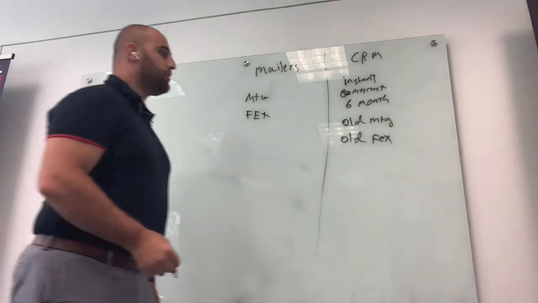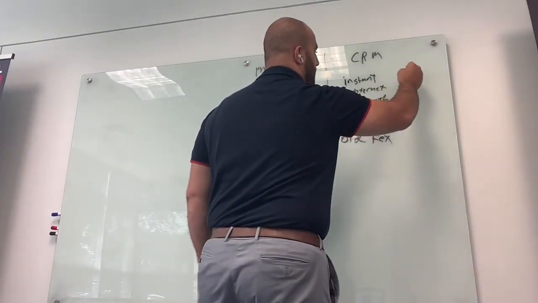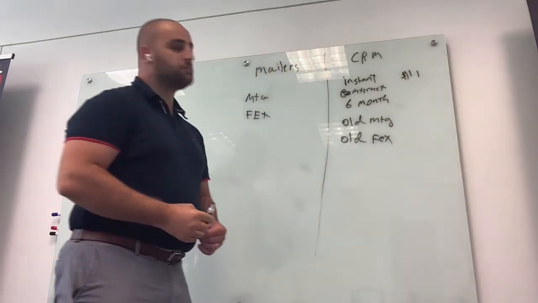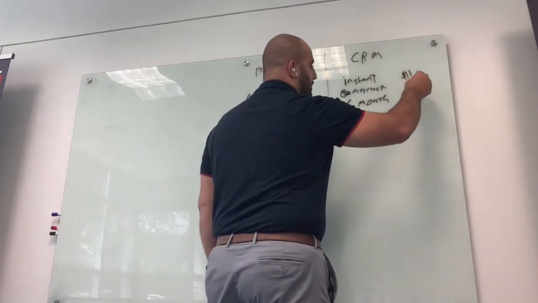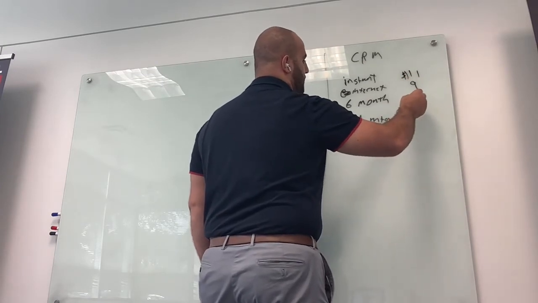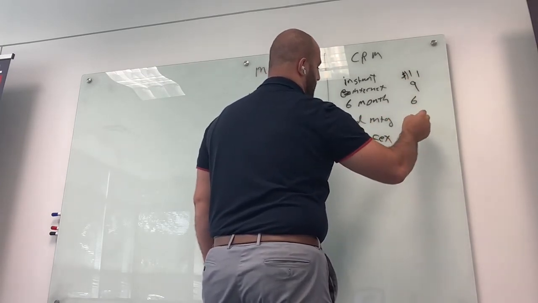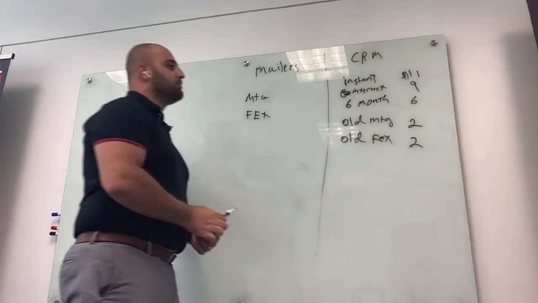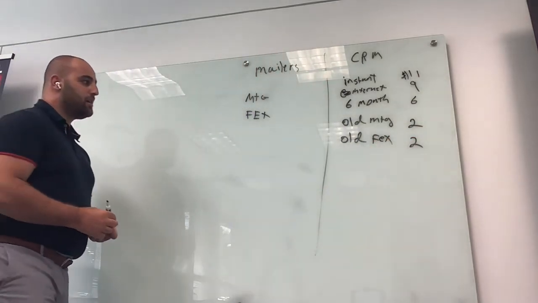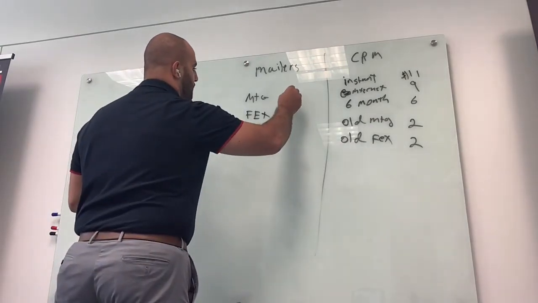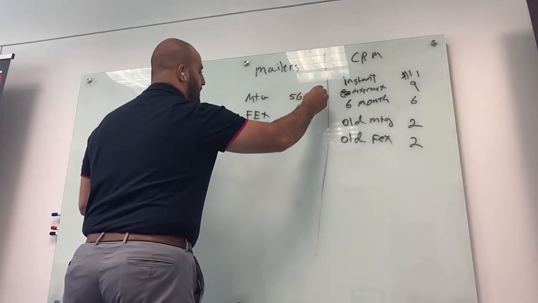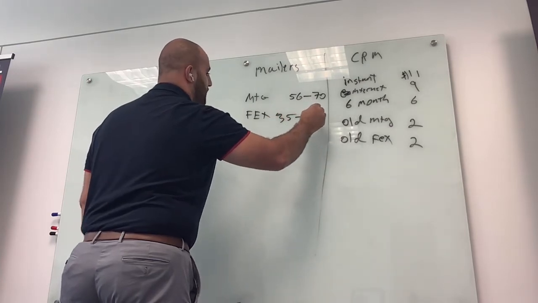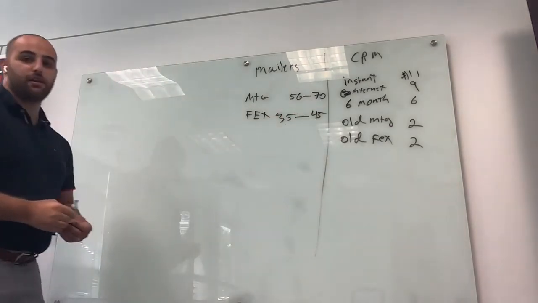Okay, so these are usually about $11 per lead, and again, you do get a discount if you're part of WorkSpot. And then these about $9 per lead. These I think about $6 per lead, and these right here, the old mortgage is like $2, and this like $2. So these right here, they can go anywhere between 56 to 70, and these from 35 to like 45. Those are per lead, right?